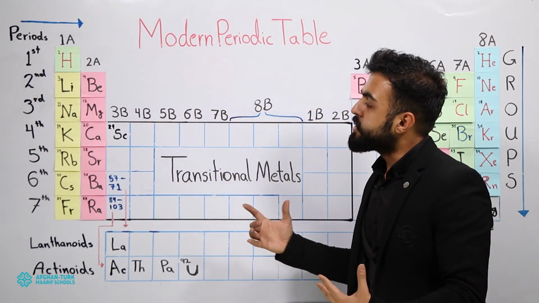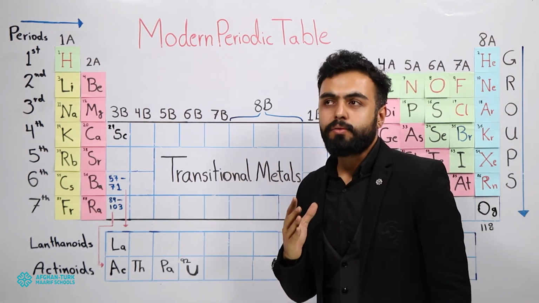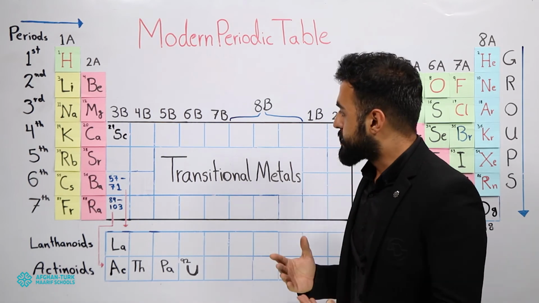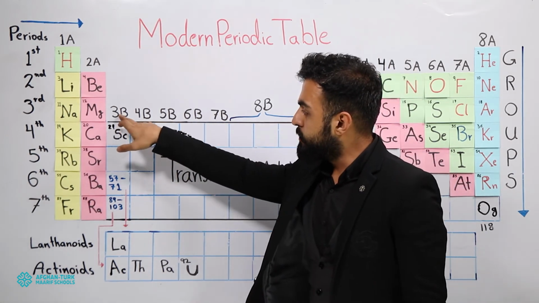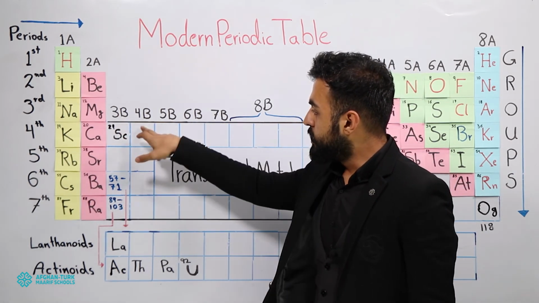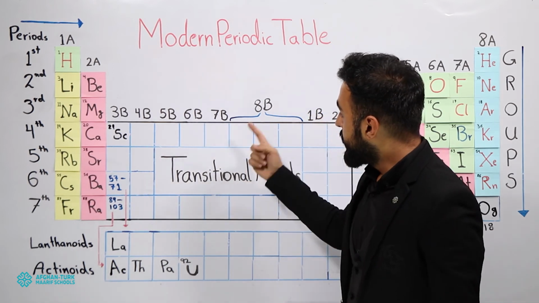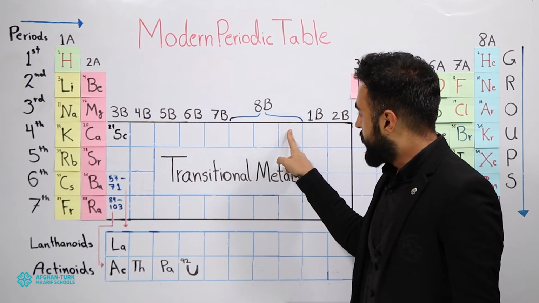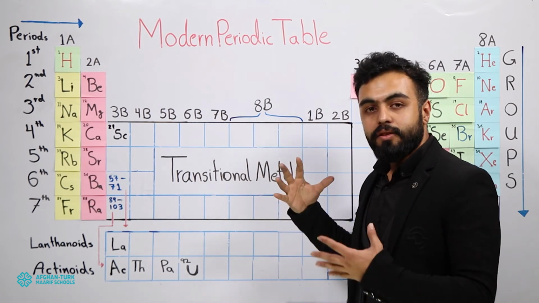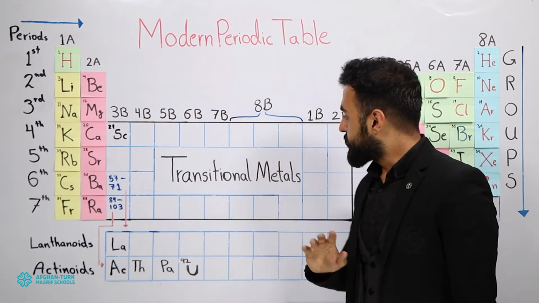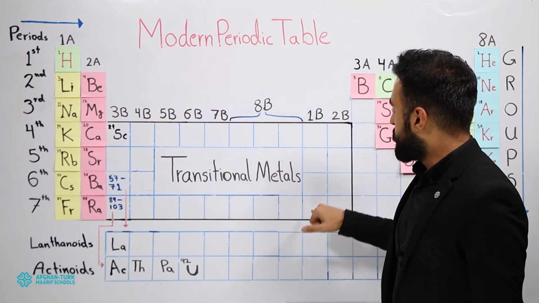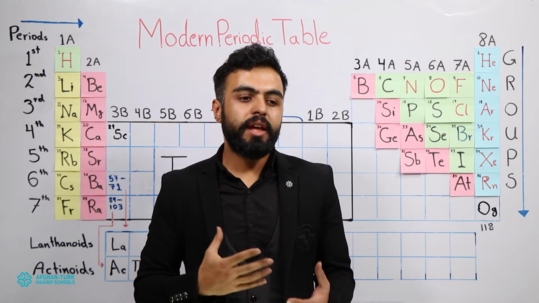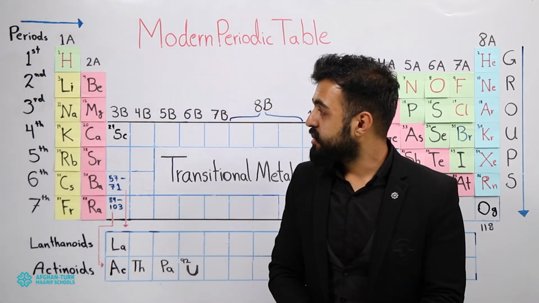And here we talked about that we have 8 subgroups, but they are 10 columns. They start with 3B, 4B, 5B and so on. The 8B actually has 3 columns, 1, 2, 3. So that's why there are 10 columns and 8 groups. At the end, 1B and 2B. They are the subgroups.